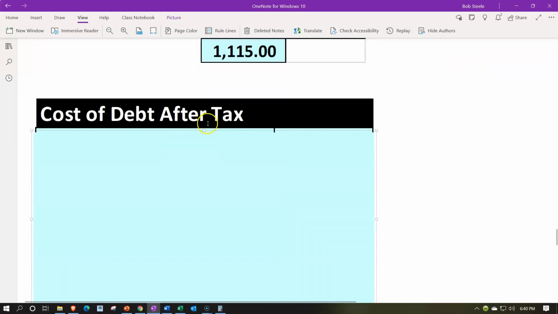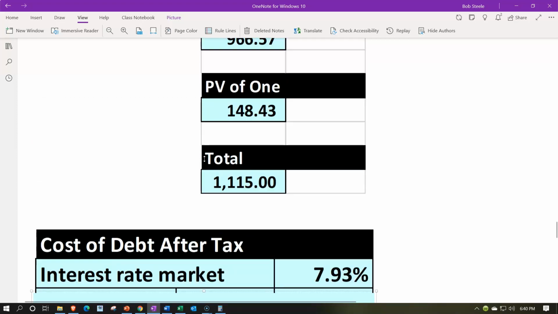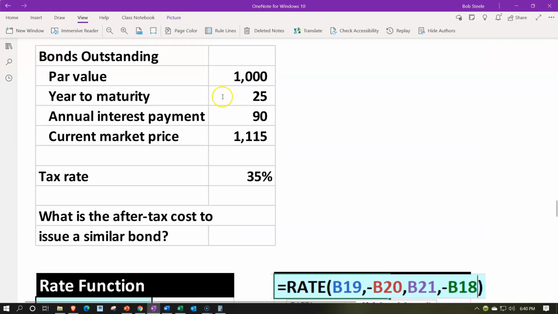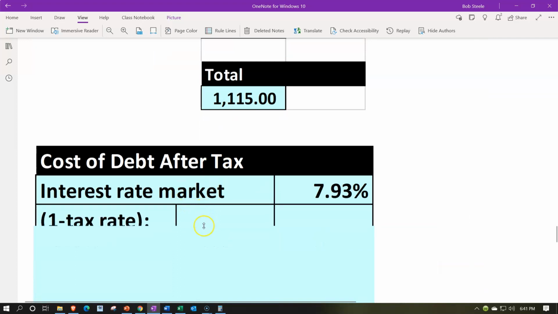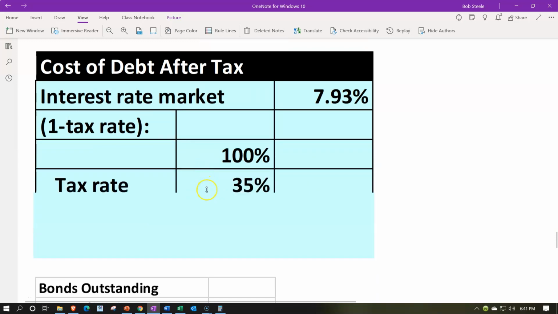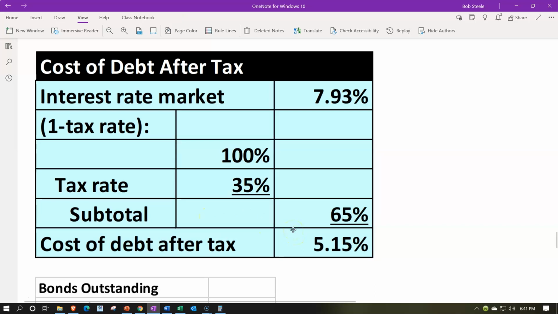So then we can plug into our cost of debt calculation. The interest rate is now 7.93. Big point here, we're using the 7.93 market rate as opposed to the 90 divided by 1,000 bond rate. Once we have that, we have the same calculation we saw in our prior problems for debt: 1 minus the tax rate, or 100% minus the 35% tax rate. You can also think about it as 1 minus 0.35. That gives us the 65%. 65% or 0.65 times 7.93 or 0.793 gives us the 5.15. So this, 5.15%, is the rate that we think of as the cost of the debt as opposed to the 7.93.